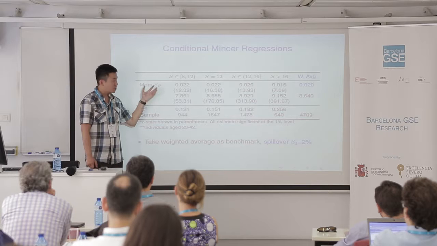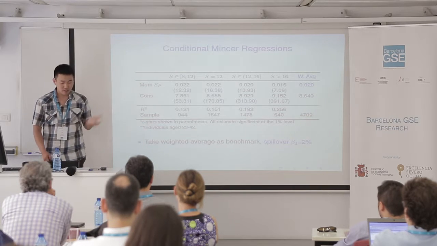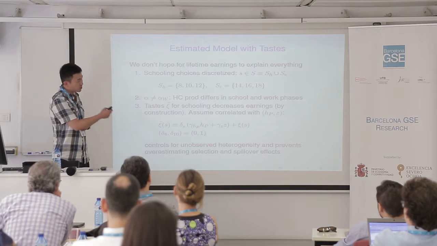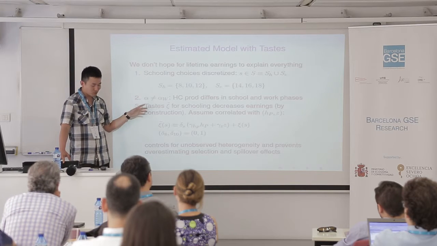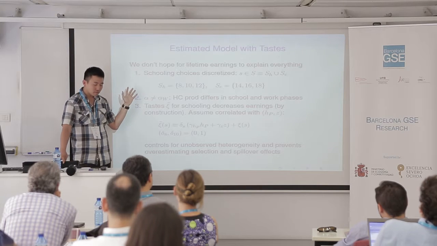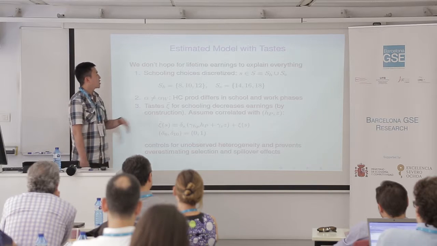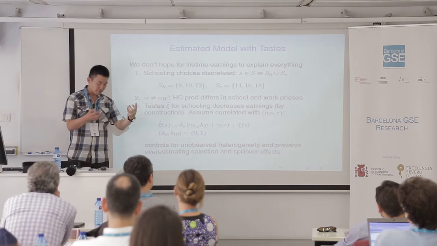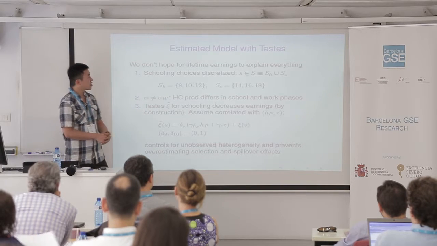This is just, according to the simple model, what it would mean if I just run these regressions in the data. Okay? So to compare with the 1.7% and 2% that I get from the reduced form estimates, we're going to do just a GMM estimation of the original model. That includes also taste heterogeneity. Okay? So the lifetime earnings component is going to be the same, except that we're also going to estimate different exponents for the schooling and work phase human capital production functions.